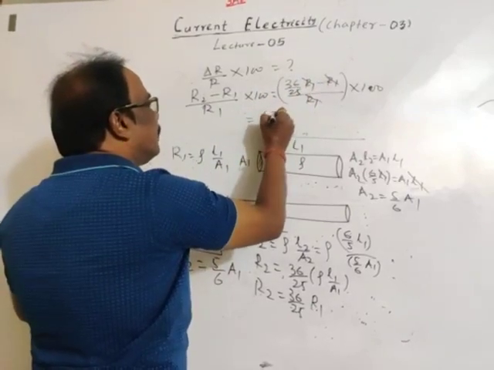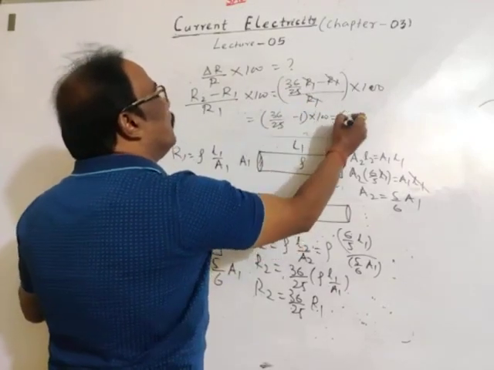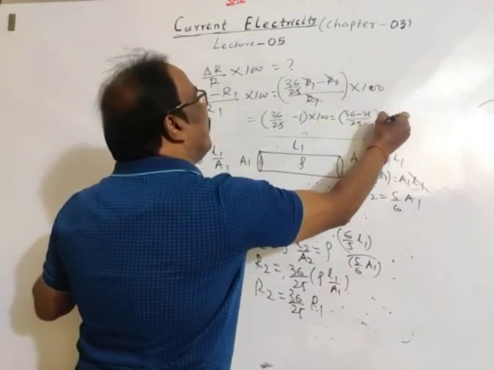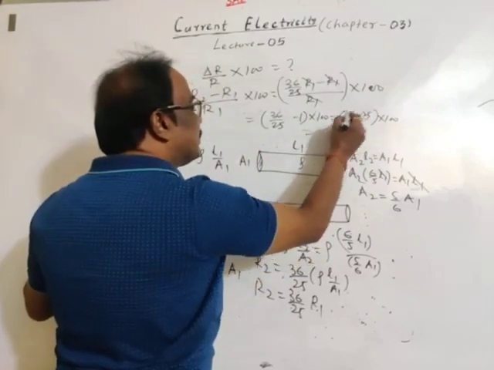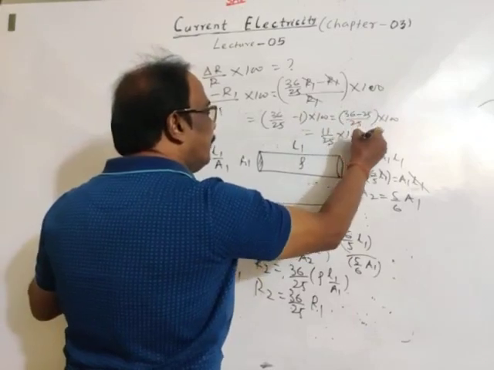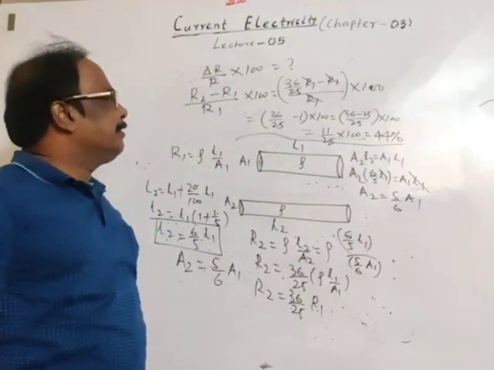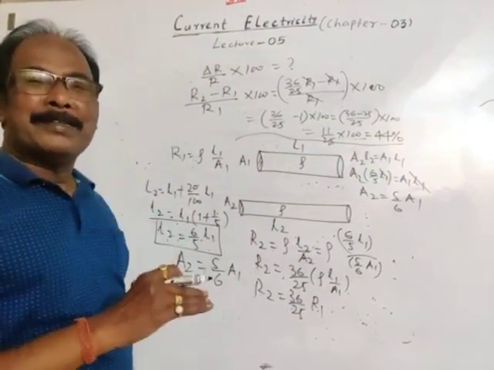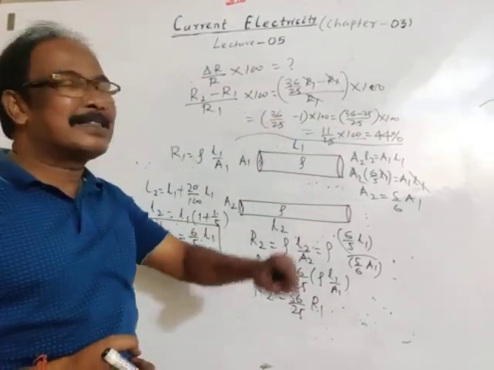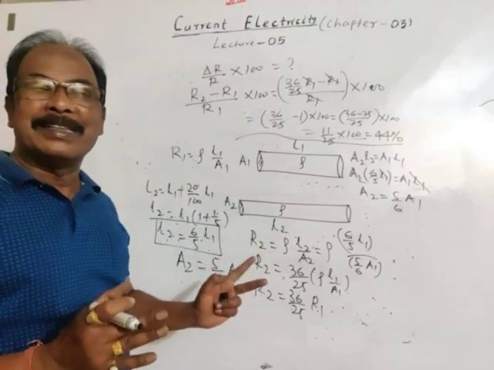36 by 25 minus 1, into 100. So 36 minus 25 divided by 25 into 100. So we get 11 by 25 into 100, which is 44%. This is our answer. So if length is increased by 20%, then the percentage increase in resistance will be 44%.